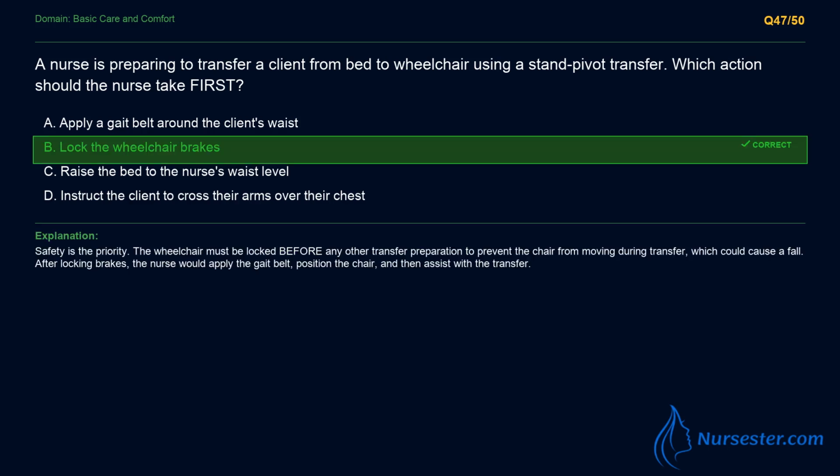The correct answer is B. Safety is the priority. The wheelchair must be locked before any other transfer preparation to prevent the chair from moving during transfer, which could cause a fall. After locking brakes, the nurse would apply the gait belt, position the chair, and then assist with the transfer.